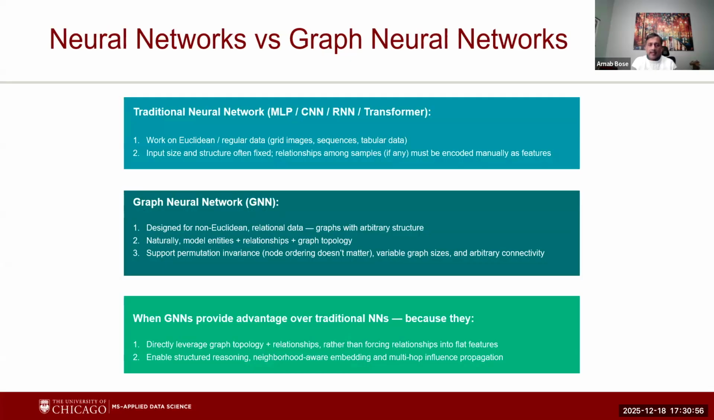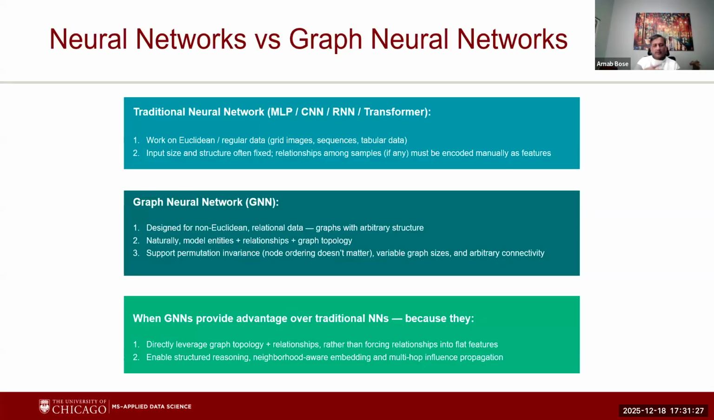In contrast, a graph neural network is designed to work with knowledge graphs. So it models entities, relationships, right? And node ordering does not matter, right? Graph size does not matter. You can keep adding new nodes to the graphs. So their biggest advantage of a graph neural network is that it directly leverages the knowledge graph topology, right?